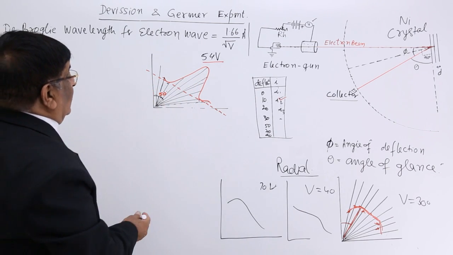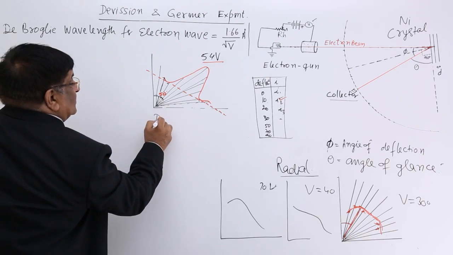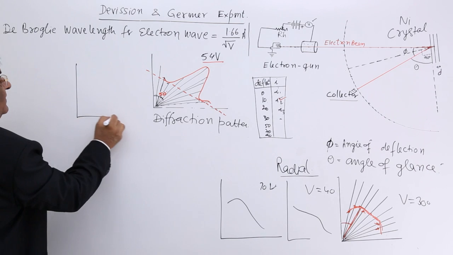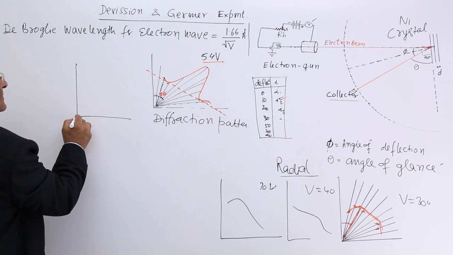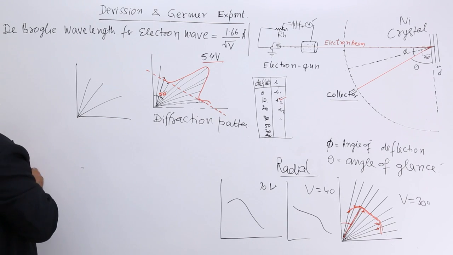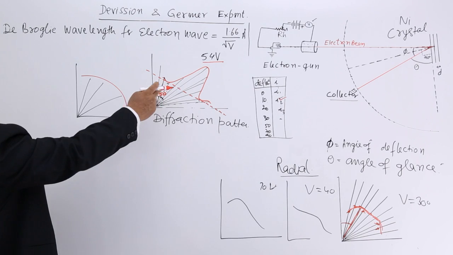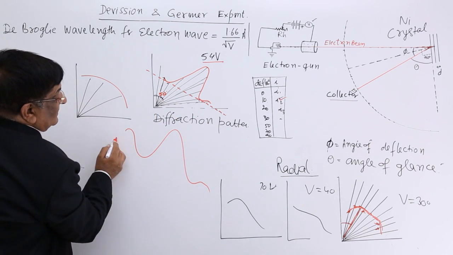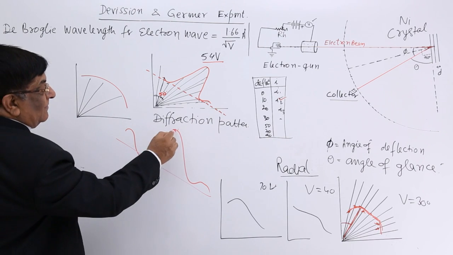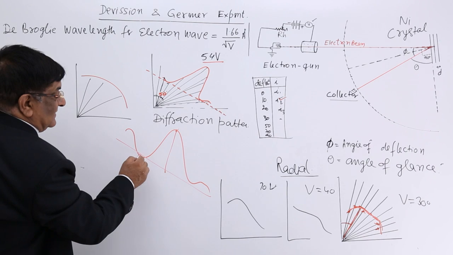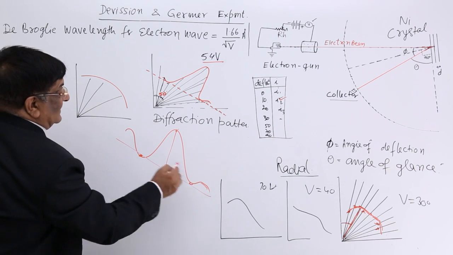So this is a diffraction pattern. Had it been a uniform one, then we would have got a graph which is like this. But it is not this way. It is this way, and this is the graph for the diffraction. Maximum, central maxima, decrease, minima, again increase.